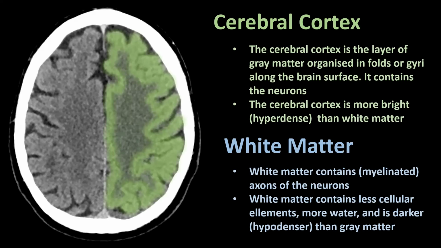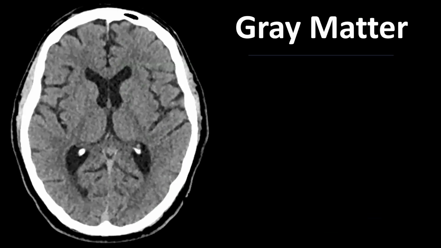The white matter is located underneath the cerebral cortex. It contains for the most part myelinated axons of the neurons. It contains less cellular elements, and as a consequence, a bit more water, and is a bit more hypodense compared to gray matter. It's very important you see that difference. You see the difference in density between the cortex and the white matter. We call this the gray-white matter differentiation. And if it is absent, it is a sign of pathology. But more on that when we talk about pathology.